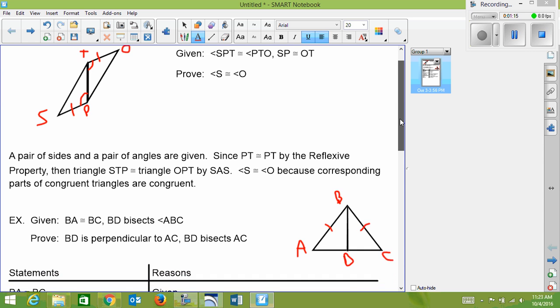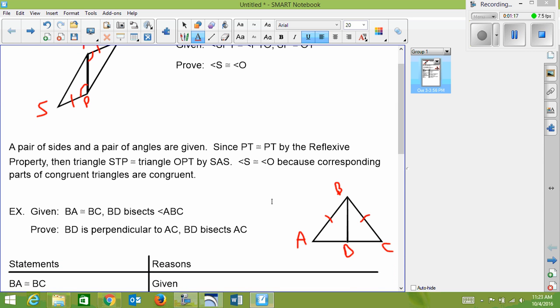So here I have another example, and this is a rather lengthy proof, but we'll go through it step by step. Given BA is congruent to BC, right here in my picture, and that BD bisects angle ABC, this angle right here, it's bisecting it. I want to prove that BD, this one, is perpendicular to AC, and I realize it looks like it, but you don't know for sure, and that BD bisects AC.